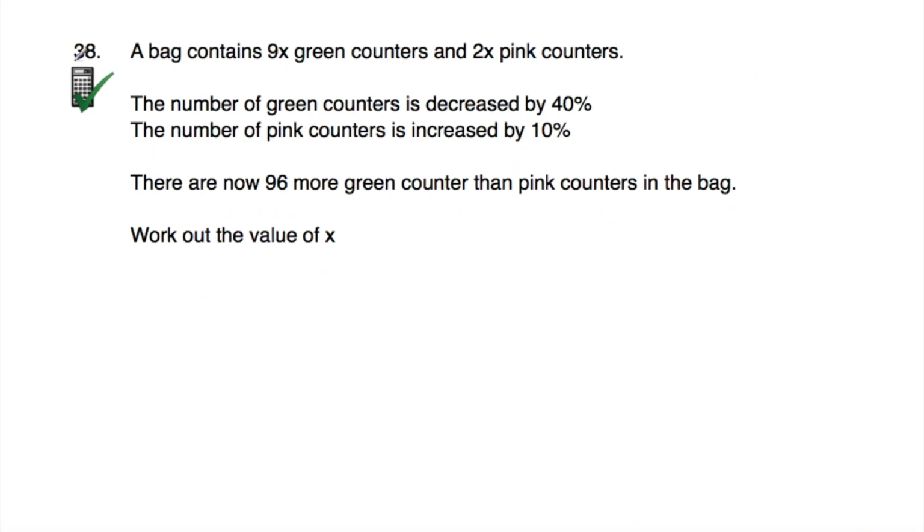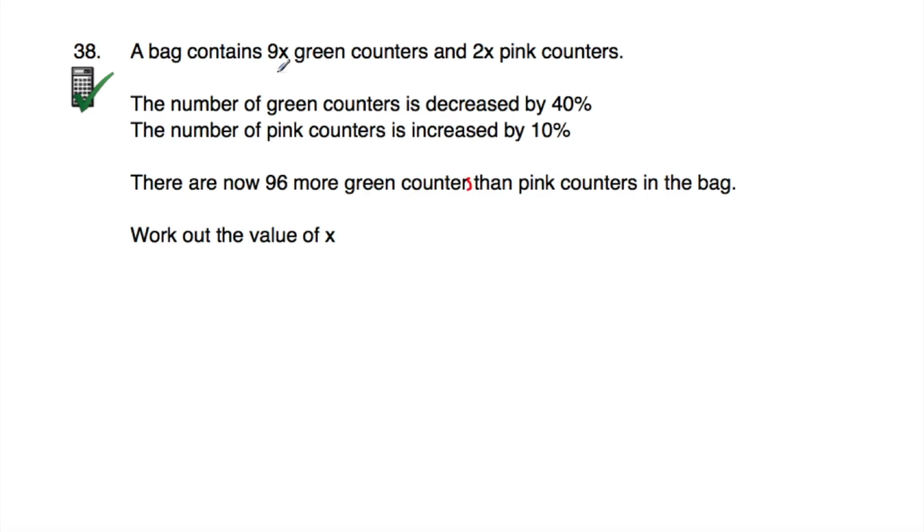Okay, so let's have a look at our last question, question number 38. Question number 38 says the bag contains 9x green counters and 2x pink counters. And the number of green counters is decreased by 40%. And the number of pink counters is increased by 10%. And there's now 96 more green counters than pink counters in the bag. Work out the value of x.